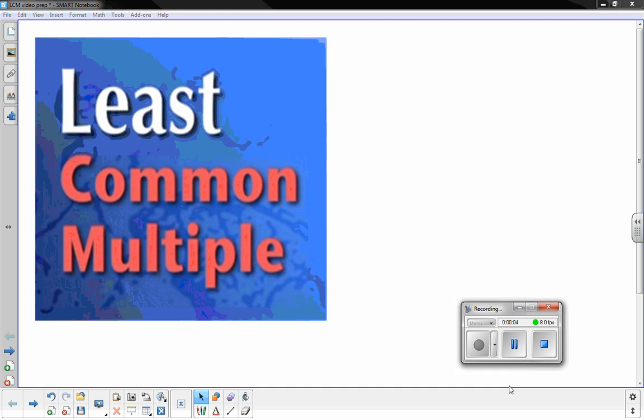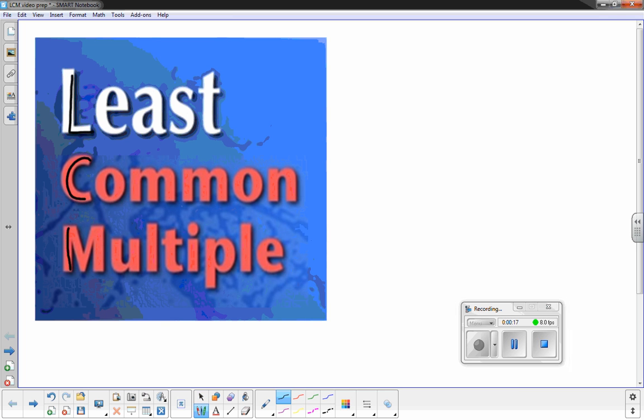Hi everyone, we're going to focus in tonight on least common multiple. It's often called LCM, and you can see that here we have our L, our C for common, and the M for multiple. Least is the smallest, or the first, or the littlest amount. Common, if they have it in common, it occurs most often. And multiple would be like what you would think about on a multiplication chart.